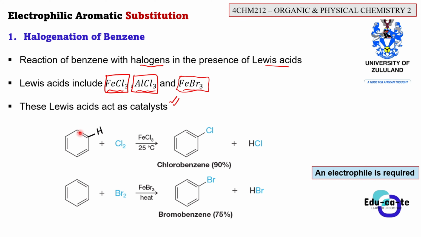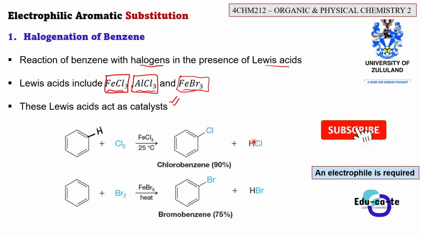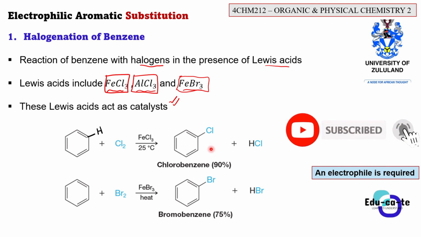So during electrophilic aromatic substitution, one of the chlorine atoms here will replace this hydrogen. That's why you are seeing a Cl here instead of an H, right? And this hydrogen will be kicked out. It will react with the other chlorine that remains, forming HCl, which is hydrochloric acid. So this is chlorobenzene that was formed, and it's a major product, right?